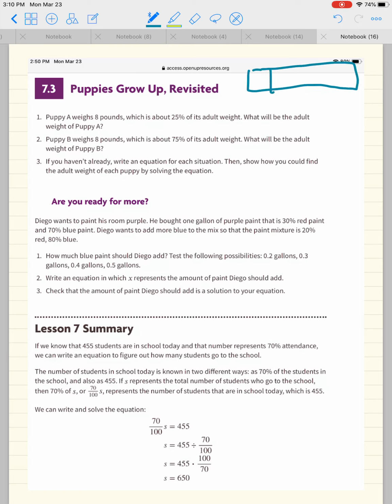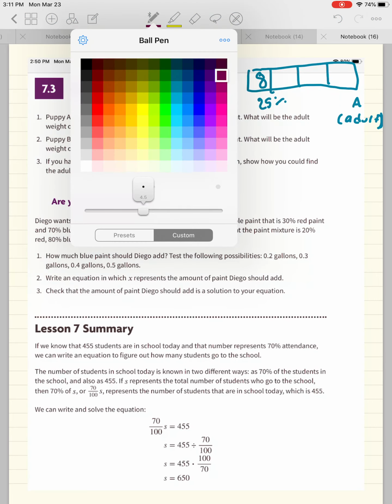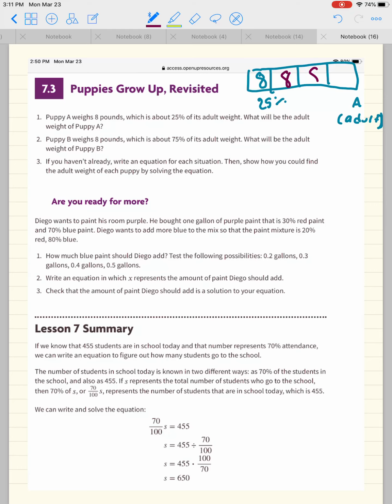Okay. I'm going to show you this with the tape diagram. So if this is the adult weight of puppy A, that's the 100% or the whole, we know that 25% is 8 pounds. Okay, we need to get from 25% to 100%. So we're going to go ahead and do 8 plus 8 plus 8 plus 8. And that is going to give us our answer of 32 pounds.